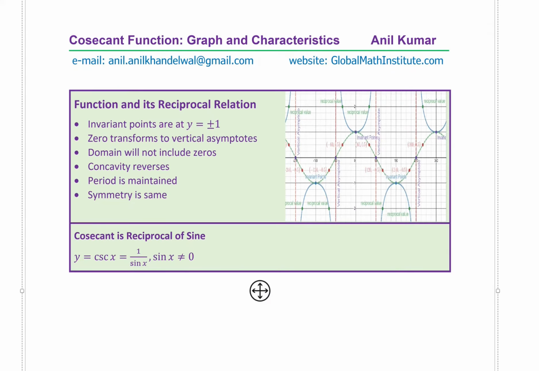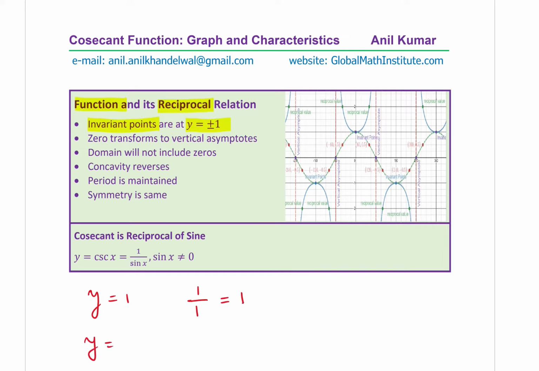Let's begin with understanding how do we relate the function and its reciprocal. Key points to understand is look for invariant points. Invariant points are the ones where the y value is plus or minus 1. Correct? So if you have, let us say, the value of function as y equals to 1, in that case, reciprocal will be 1 over 1, which is also equal to 1. If y is equals to minus 1, then the reciprocal of minus 1 is also minus 1. So these points are called invariant points.